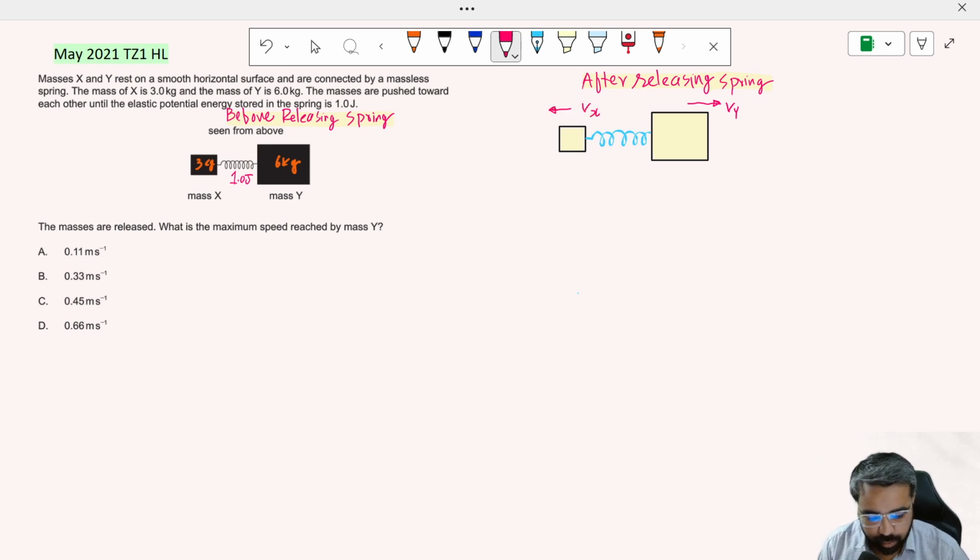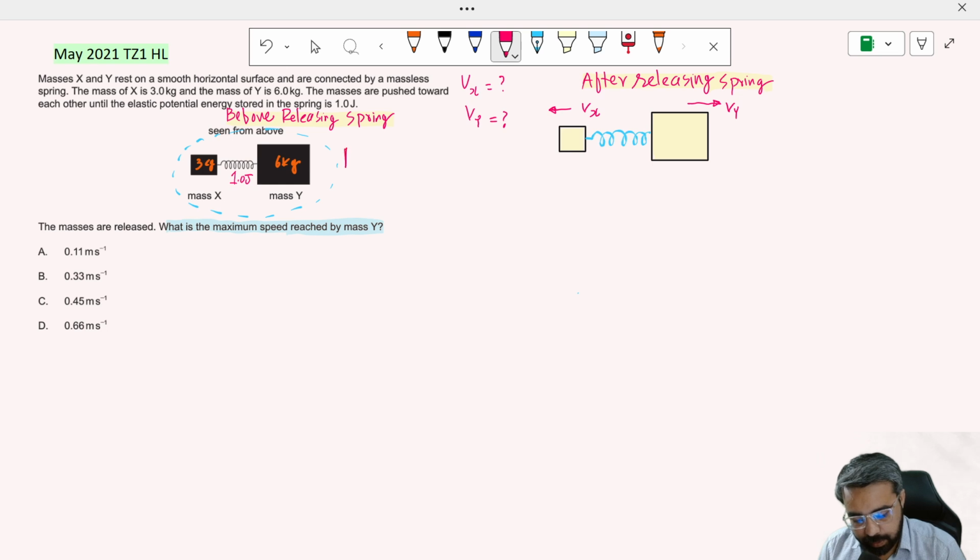So in this question, although we want to find out the speed of block y, what are the unknowns? We don't know the speed of x, we don't know the speed of y. That's why we need two equations, because whatever principle you apply, you will eventually get two unknowns. To solve these two unknowns, we need two equations. Now we know that there is no external force applied in this system before releasing and after releasing. That's why we can apply the law of conservation of momentum.